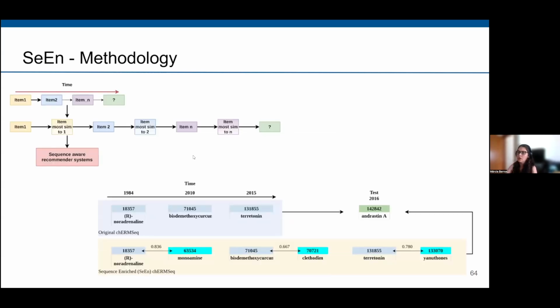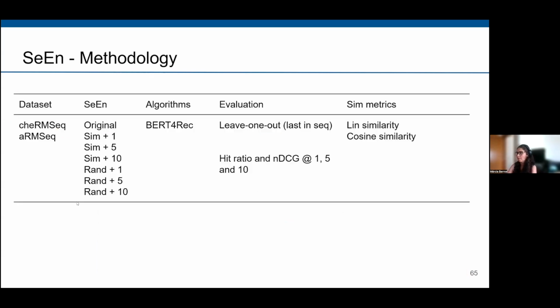Next, we actually introduced in our sequence one most similar item. So for example, here for the original data set would be something like this. And in the enriched data set, we would calculate the most similar item to this one and add this to the sequence and pass this to the sequence-aware algorithm. We tested this with different number of items added, 1, 5, and we also tested adding random items that were not similar to the ones in the data set.